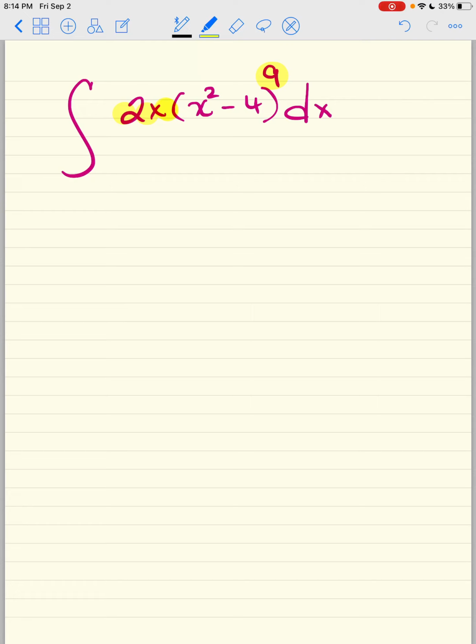Now, when we integrate, you're only allowed to integrate single terms to a power. This is not a single term. This is multiple terms, right? This is x squared minus 4 to the 9th. So what we do is we set u to be x squared minus 4, okay?